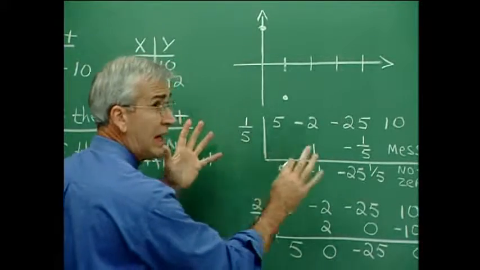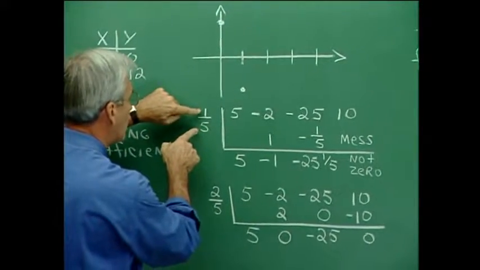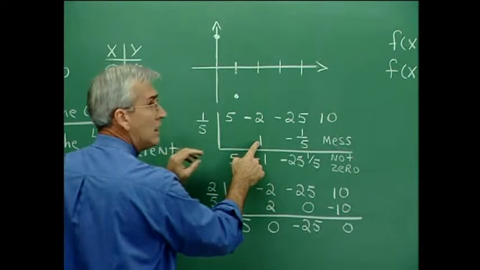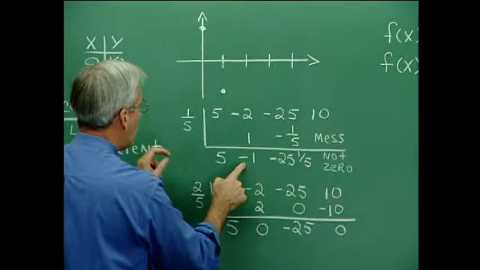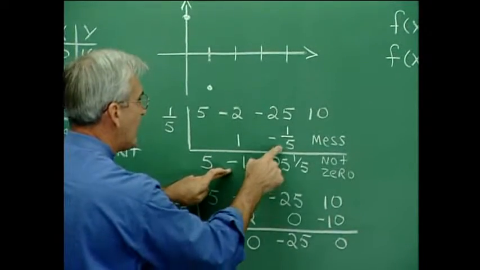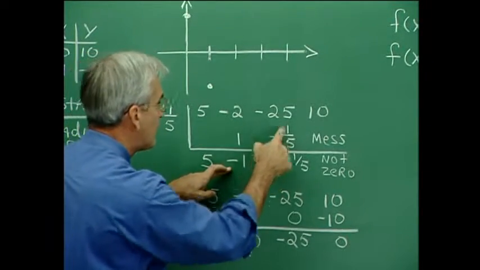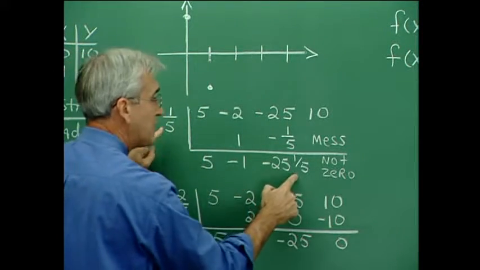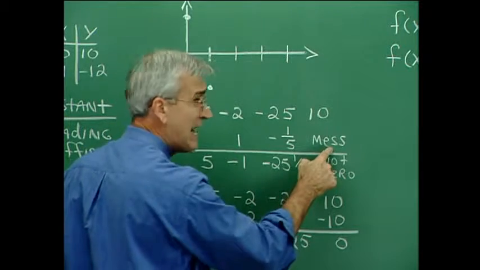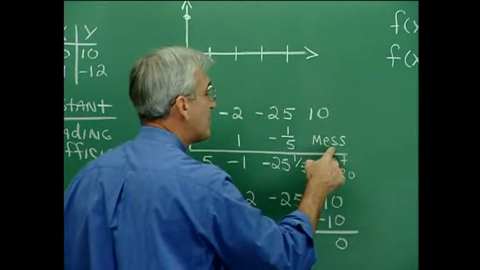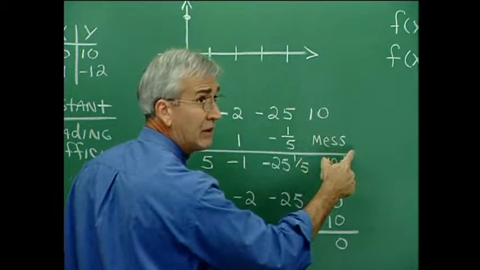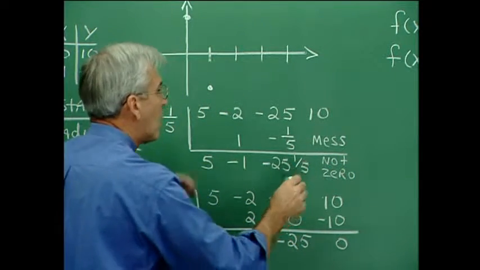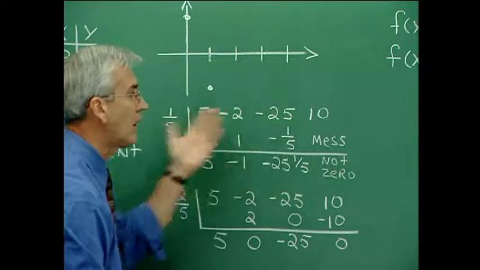We would, synthetically now, divide by 1/5. Bring down the 5. 1/5 times 5 is 1. Negative 2 with 1 is negative 1. 1/5 times negative 1 is negative 1/5. Together we get negative 25 and a fifth. Uh-oh. 1/5 times negative 25 and a fifth is a mess. And when you add 10 to this business, you certainly don't get 0. So this value is not 0. All right, so 1/5 is not a 0 of the function.